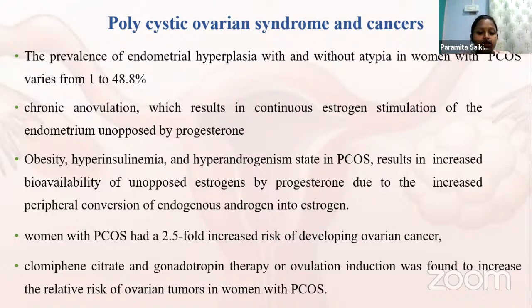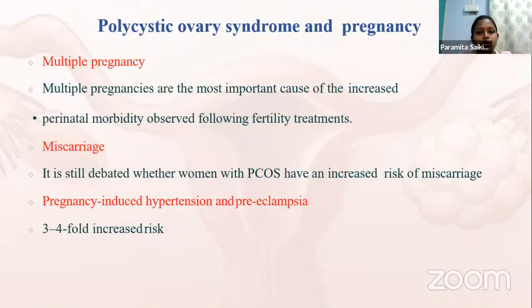Women with PCOS have a 2.5-fold increased risk of developing ovarian cancer. Clomiphene citrate and gonadotropin therapy, or ovulation induction, was found to increase the relative risk of ovarian tumors in women with PCOS. Polycystic ovary syndrome and pregnancy.